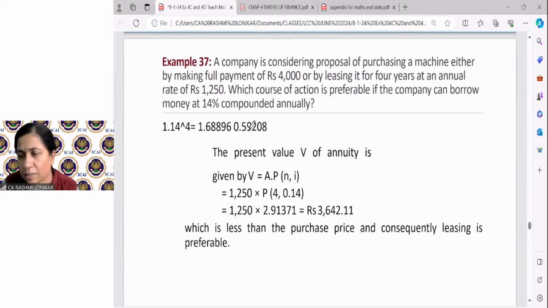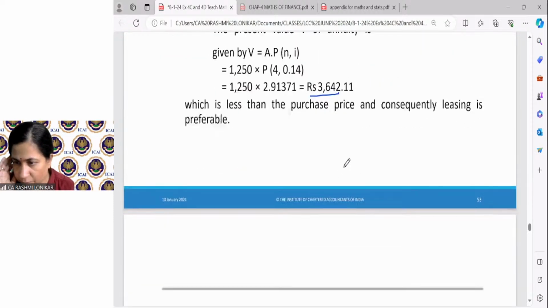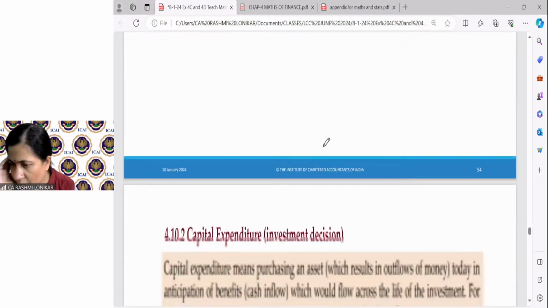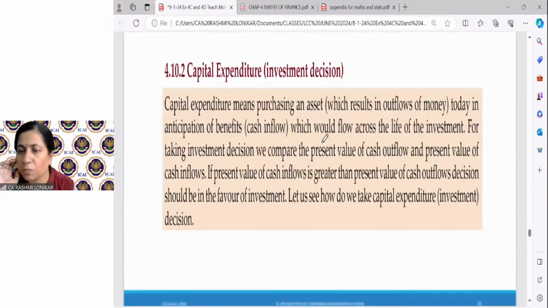Similarly, this is also the next question, which is quite similar. Here, what is the value of the machine? 4,000. What am I going to get in return? 3,600. The option I'm going to take is that I should not lease it out. Is everybody understanding? Please put in the chat box whether or not you have understood.